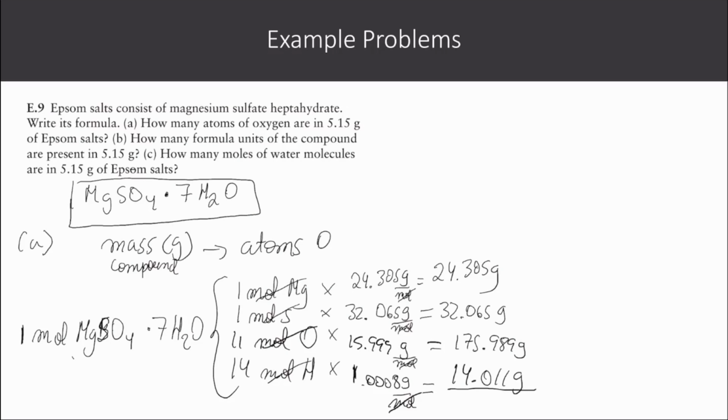So after adding all of these up, we get the following number: 246.37 grams. And this is for every mole of this magnesium sulfate heptahydrate. So I will just put per mole of hydrate.